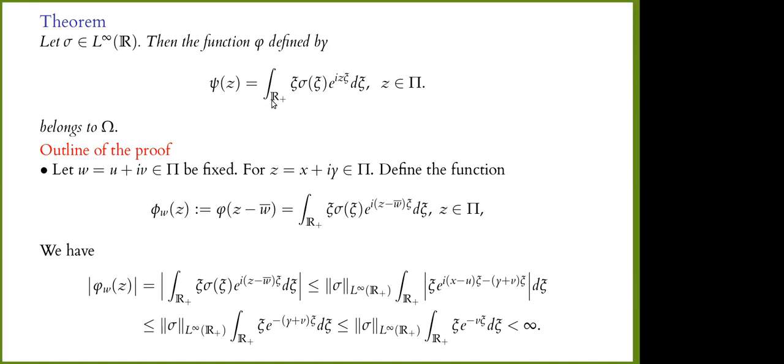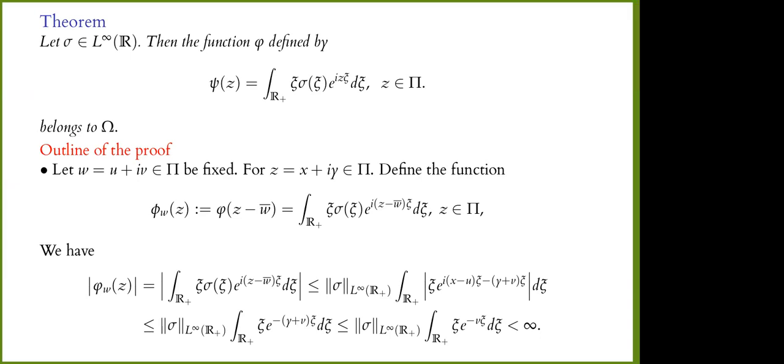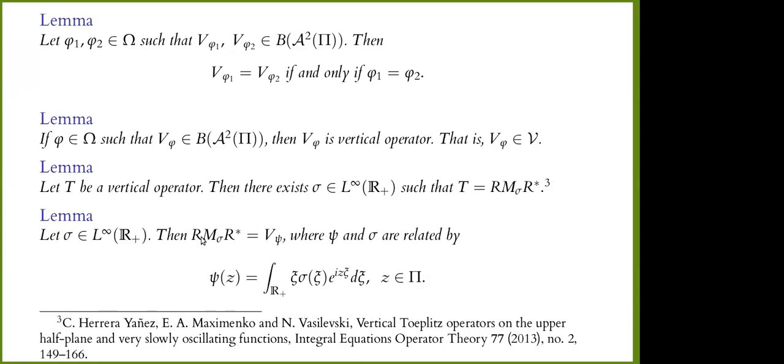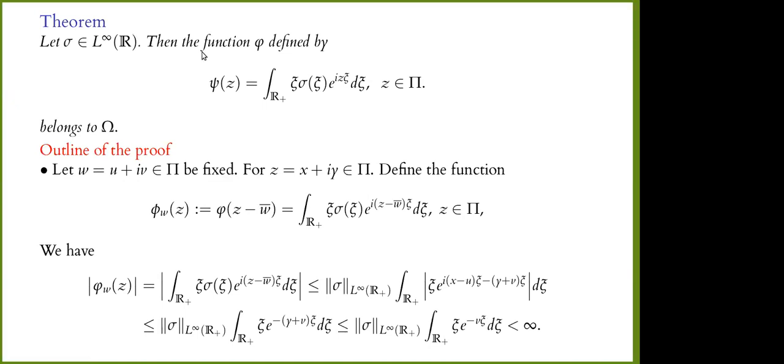Sir, can you repeat once? You characterize here all functions psi that define vertical operators. Yes. So when we consider m sigma coming from L infinity of R plus, we get R m sigma R star has some form. So from here, what psi should be is known, but that psi belongs to omega is not known. So in this theorem, we are showing that this psi actually comes from omega.